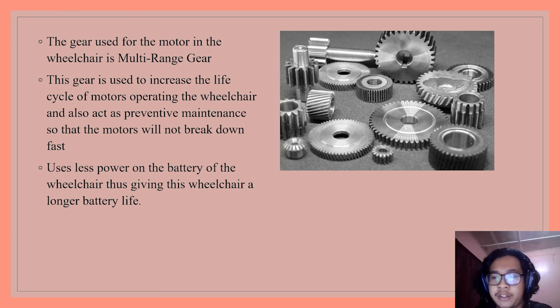If a one-speed gear is used when the patient is moving uphill, the work done by the motor to move the wheelchair will be much higher, as gravity pushes the patient back while the wheelchair is still climbing up. That's the example. And another advantage of this multi-range gear is that it uses less power from the battery of the wheelchair, thus giving the wheelchair a longer battery life.